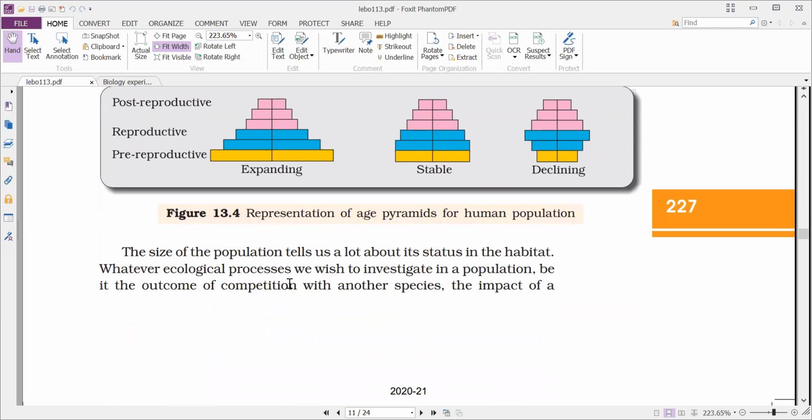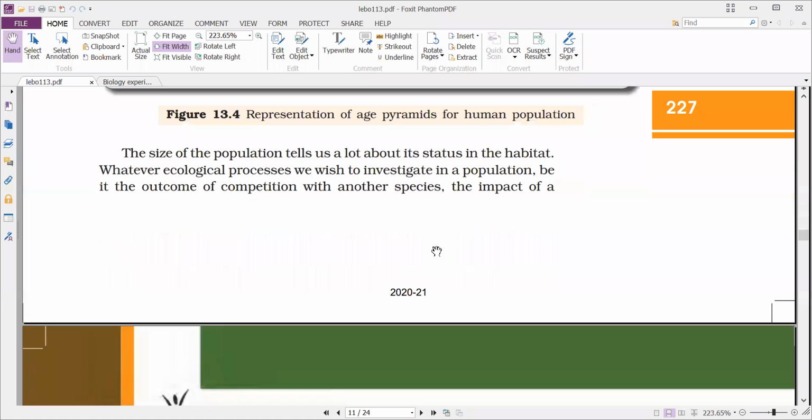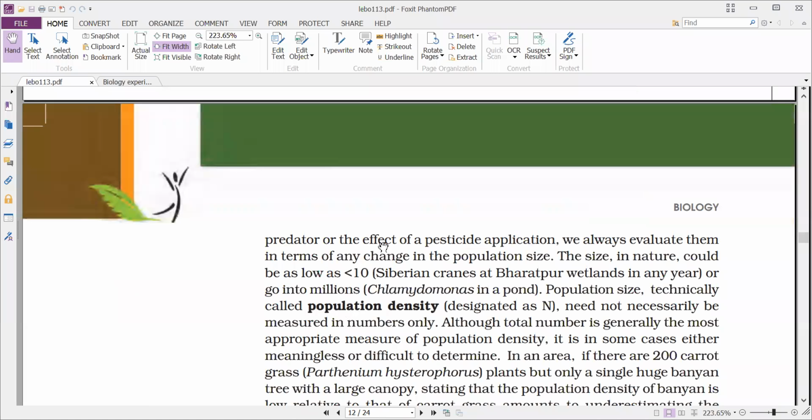Okay, next, the size of the population tells us a lot about its status in the habitat. Whatever ecological process we wish to investigate in a population, be it the outcome of competition with another species, the impact of a predator, or the effect of a pesticide application, we always evaluate them in terms of any change in the population size.